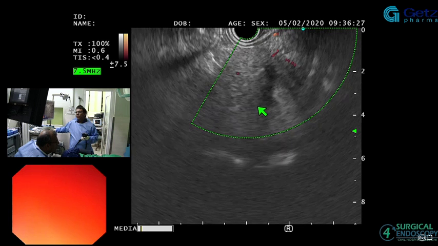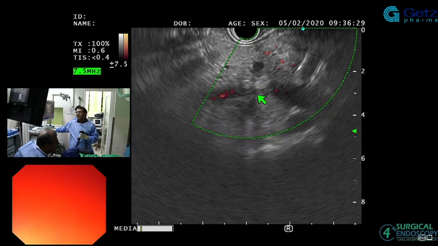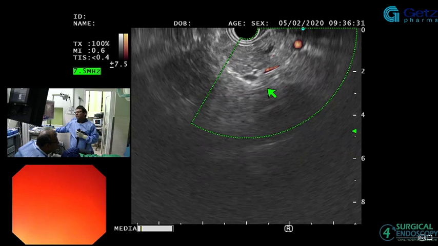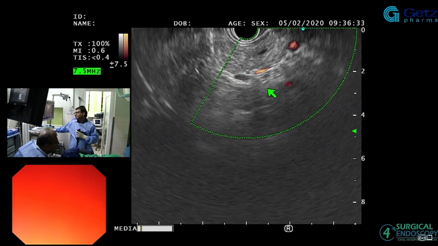Okay, Khaled, so, question. Pancreatic stricture. Do we know that after you've removed the stent?